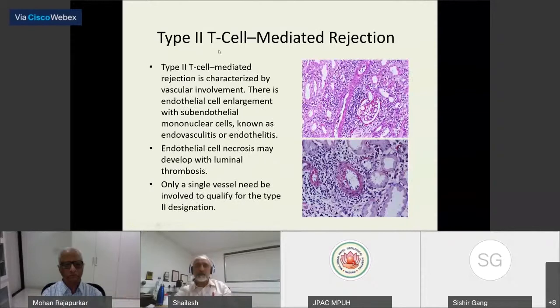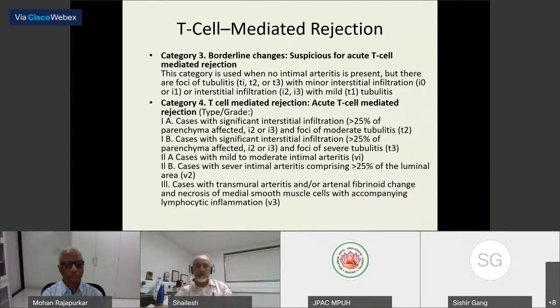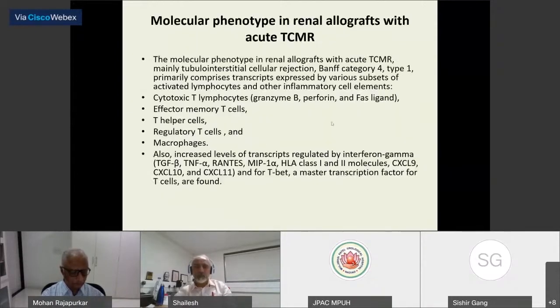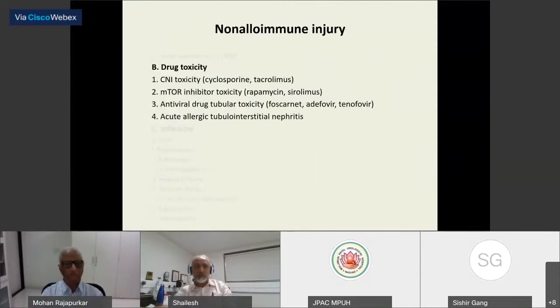Then in type 2 T cell mediated rejection, we see additional vascular endothelitis, where mononuclear cells go under the endothelial lining into the intima. And type 3 is where we have more than 50% involvement of the vascular vessel wall. Also, in case of acute rejection, markers have been evaluated.